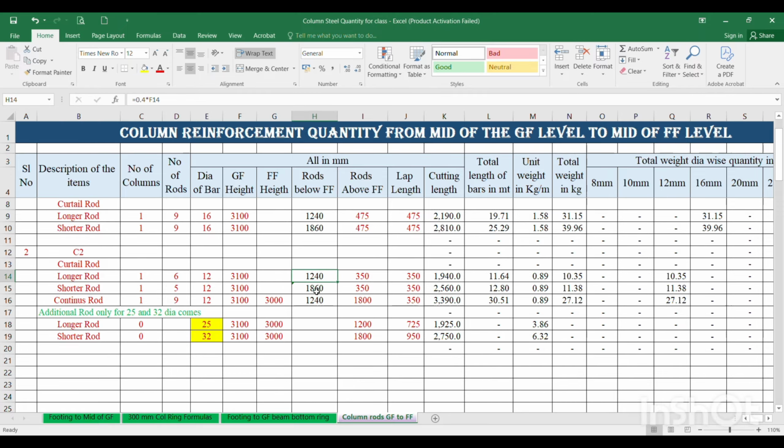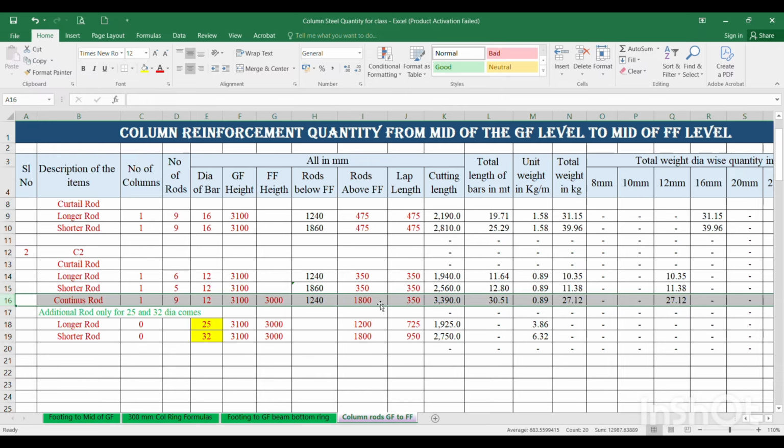Then the rods below first floor level, same as before: for the longer rod 0.4 and for the shorter rod 0.6 times of this ground floor height. And for the rods above first floor, only one LD will go up, bent up for bending to the first floor slab level, and this 350 is for making the lap to the below rod. From here onwards, Excel will calculate automatically.